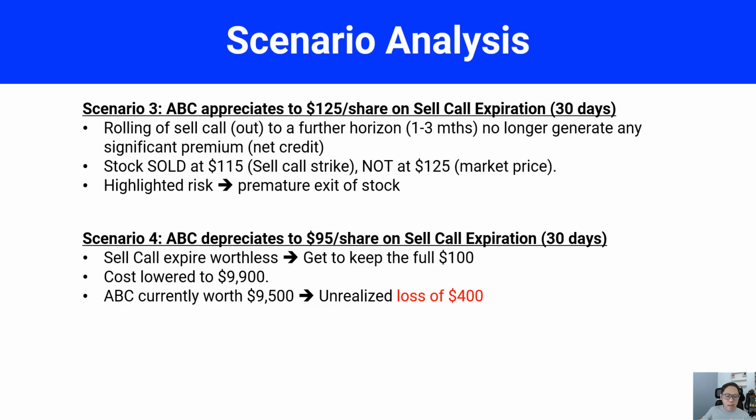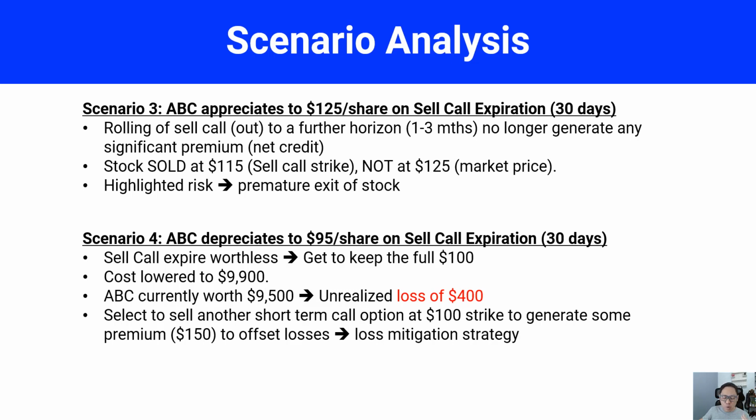What you can do as a loss mitigation strategy is to sell a short-term call option at your cost price of $100 to generate the next round of income, say $150, to help offset your existing $400 losses. This will further reduce your break-even level to $97.50, and you can continue this cycle over and over again.